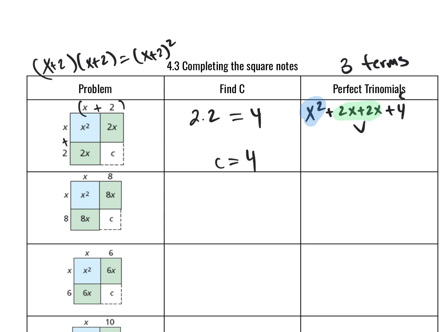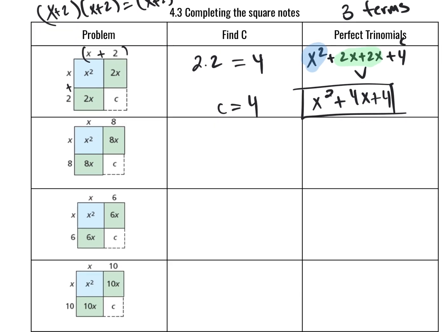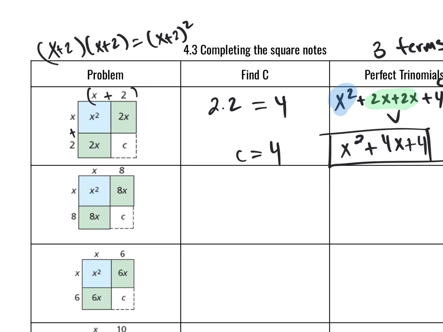Because they're both green, they're like terms, and I can combine them or add them. 2x plus 2x gave me 4x. And that reduces my expression to 3 terms. So that creates my perfect trinomial. And it works like that for all of these. I'm not going to do all of them just for time's sake.